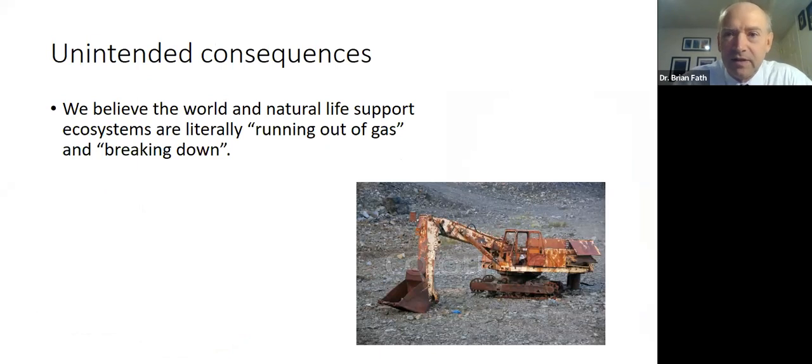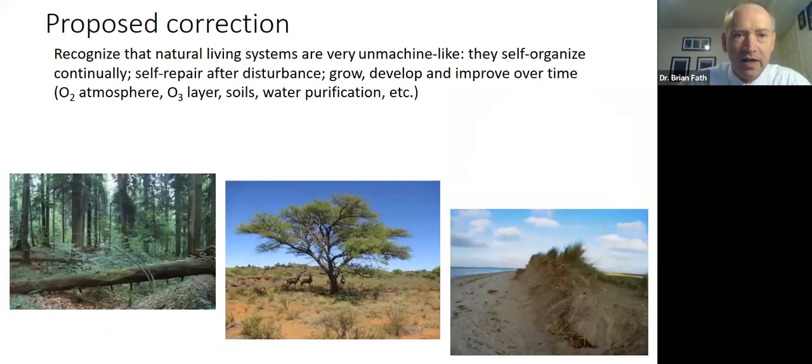And what's one of the unintended consequences of this metaphor is that what happens to machines? Machines run down, they break down, they run out of gas, they fail, right? This idea of global collapse that we have, I think, is partly driven by this machine metaphor that we have, because the reality is that's not what nature does. We need to recognize that natural living systems are very unmachine-like. They actually self-organize, they self-repair after disturbance, they grow, develop, and they improve over time. Like, at some point, maybe machines will be able to do that, and that's a different discussion.